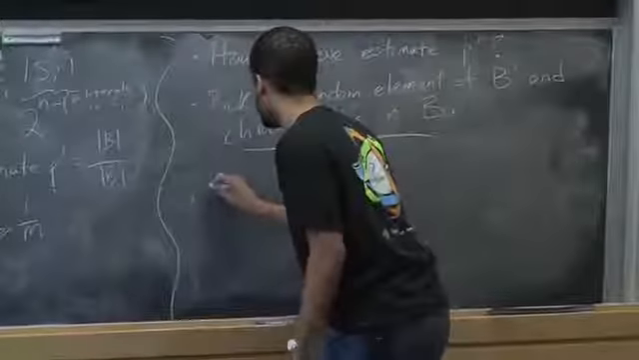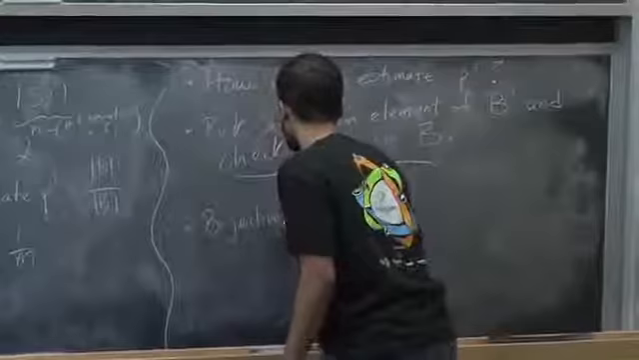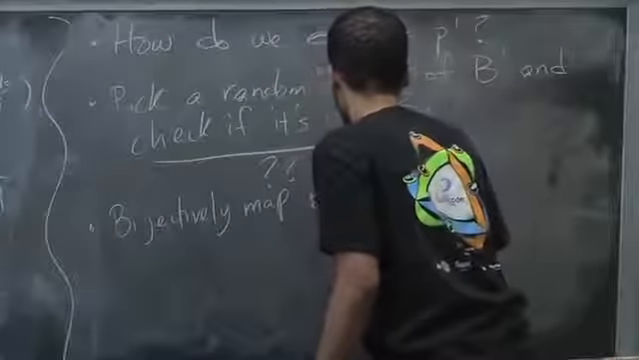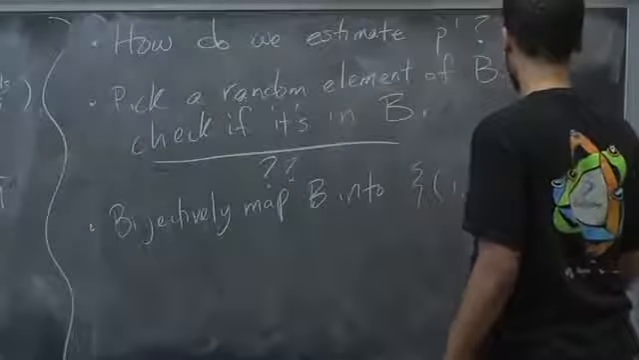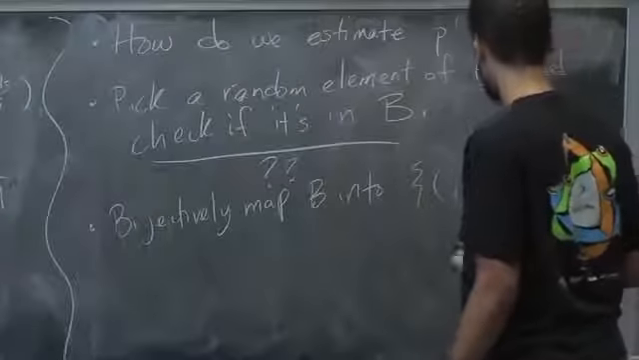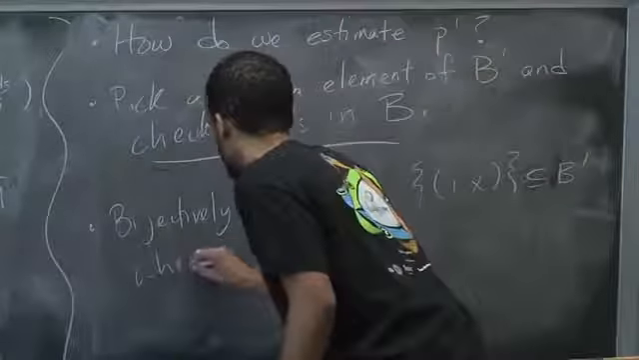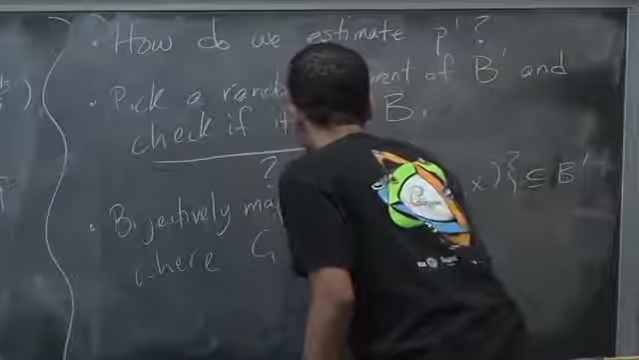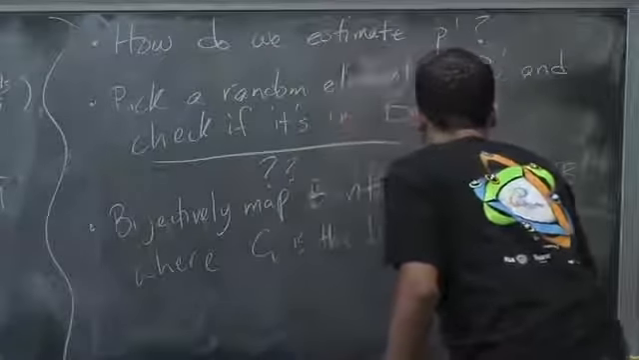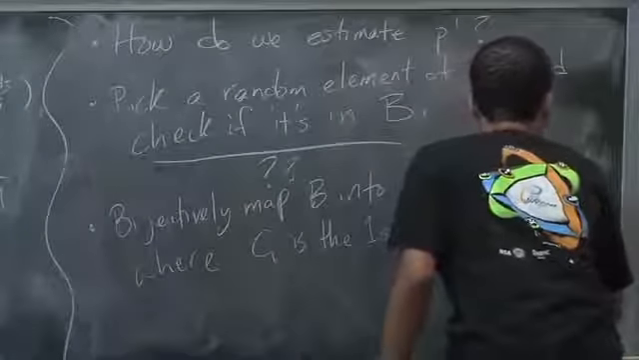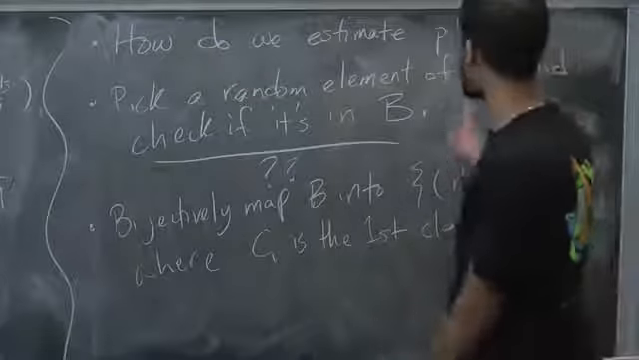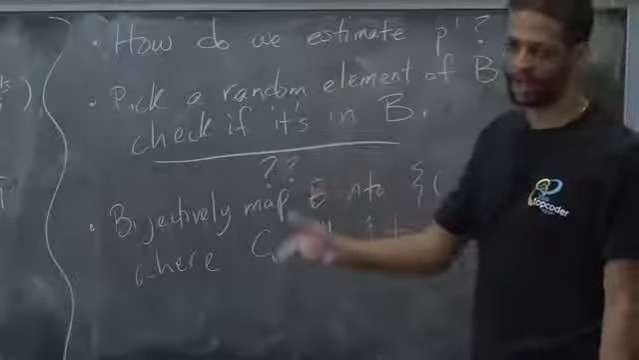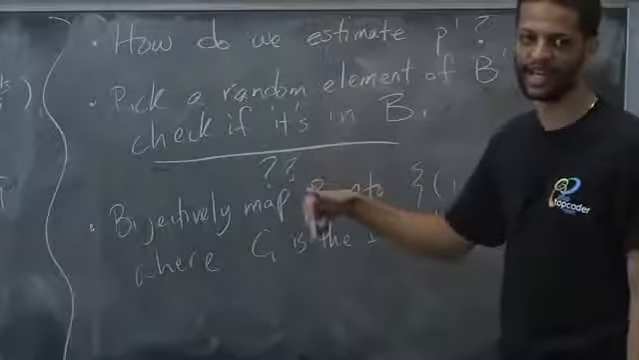So bijectively map B into the set Ix, so B prime, well, this is bad notation, where Ci is the first clause X satisfies. Right? So each satisfying assignment is counted exactly once now. And we can check that, right? Once we get an element of B prime, we can take that X, run it through every clause, and make sure that that i is the first time it's satisfied. So we can check that quickly.